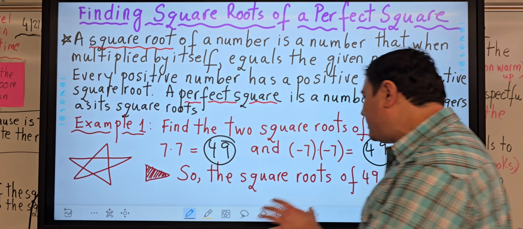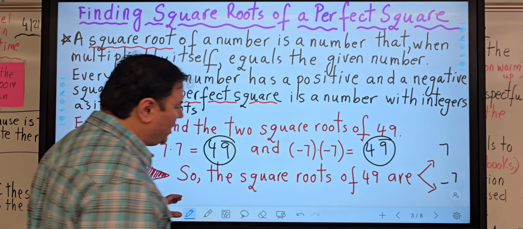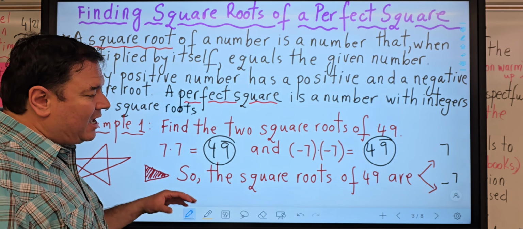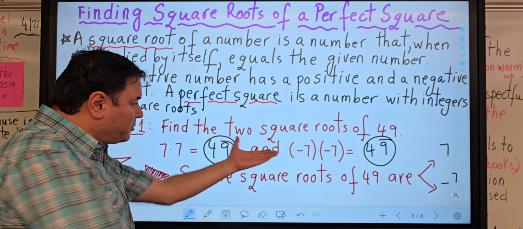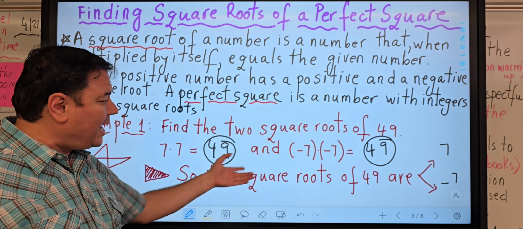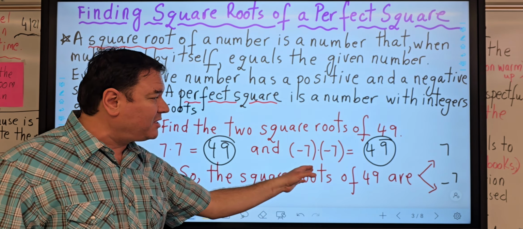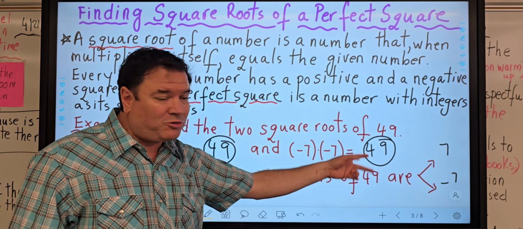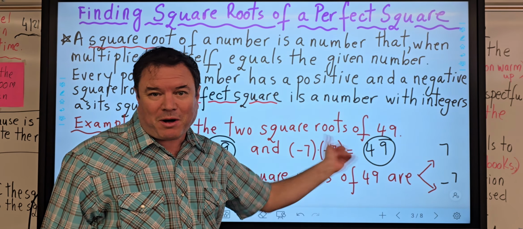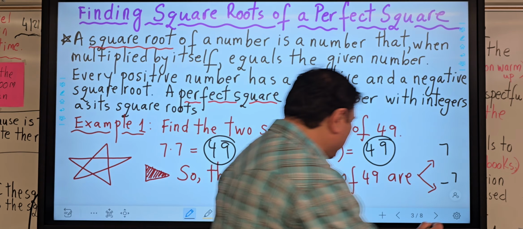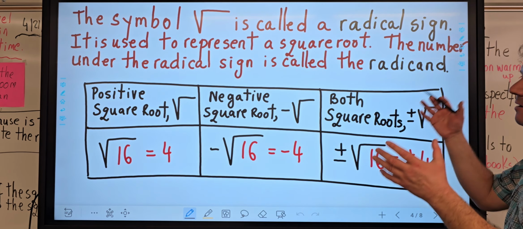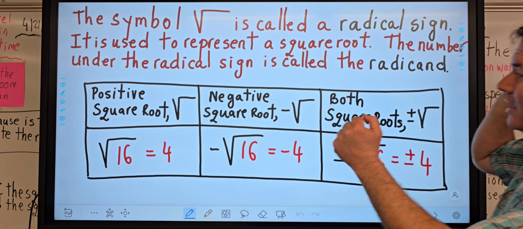Pay attention to that. The square roots of 49 are actually 7 and negative 7 as the answer because we just proved it. 7 times 7 is 49 and also negative 7 times negative 7 equals 49. So we actually have two answers, negative 7 and positive 7. Let's take a look at these examples here.